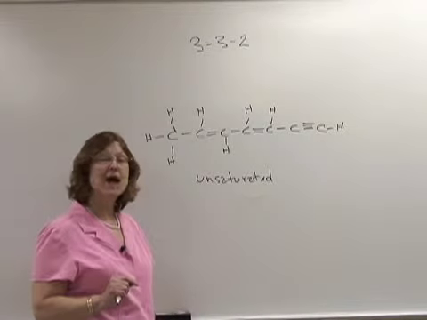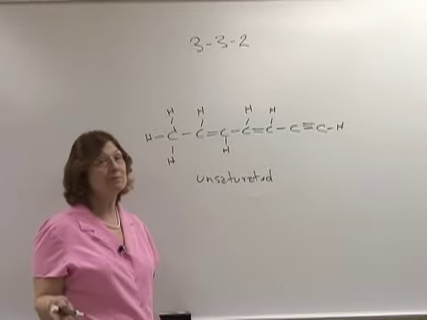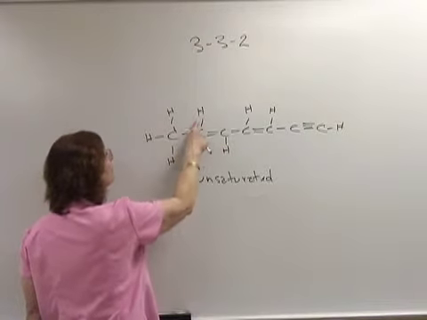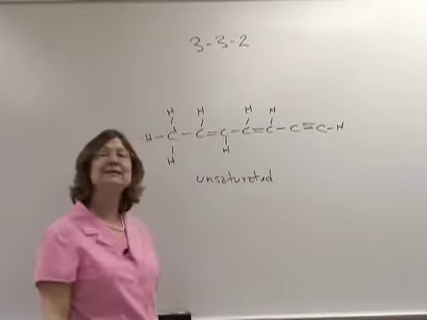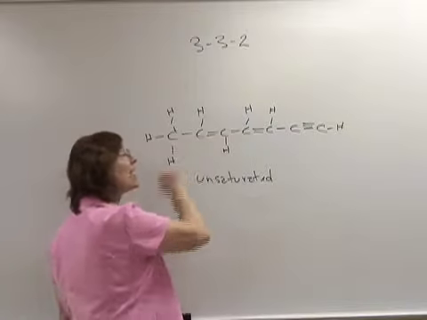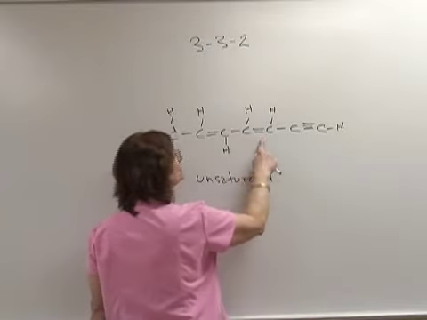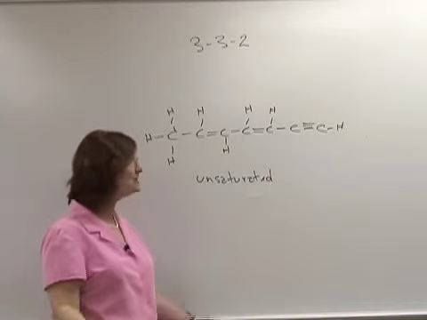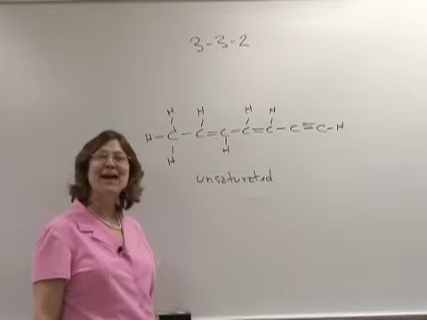But before I do that, I also want to count up how many sigma and pi bonds are in this compound. Every bond has a sigma bond, so you just count: 1, 2, 3, 4, 5, 6, 7, 8, 9, 10, 11, 12, 13, 14. This compound has 14 sigma bonds. There is one pi bond in a double bond and two pi bonds in a triple bond. Therefore, I have 4 pi bonds in this compound. And that's how you do that. You'll see some structures and have to determine the number of sigma bonds and pi bonds. That's not too bad.